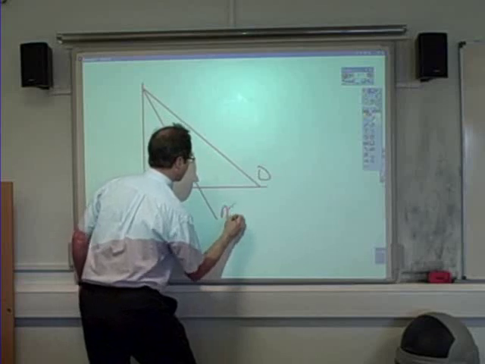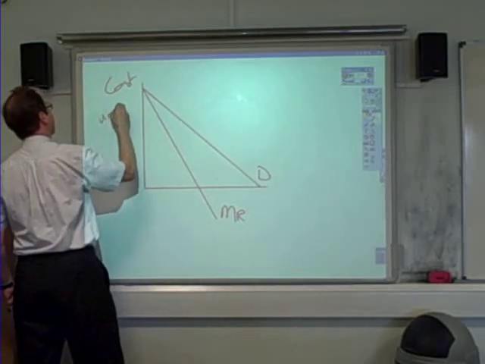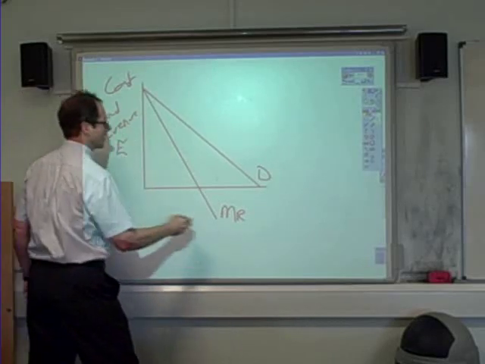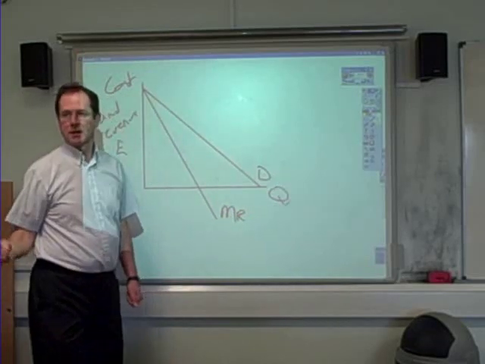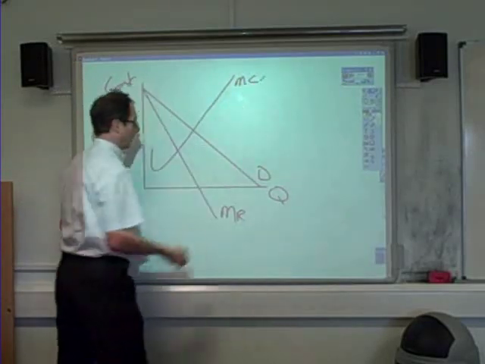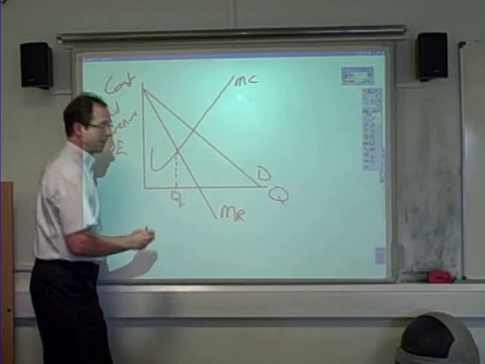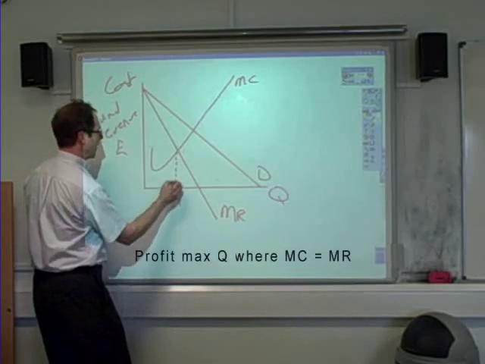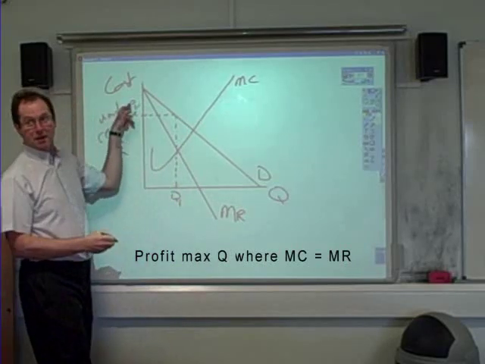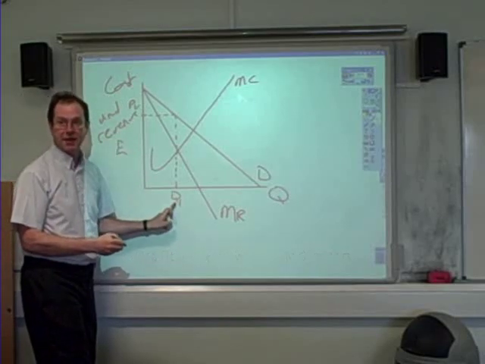Demand curve, marginal revenue curve, cost and revenue, pounds, level of output. If you draw the marginal cost curve in, what you can now do is predict the profit maximising level of output. If you then project up to the demand curve and across, you get the market price. This is the price the monopolist will charge. This is how much they'll make.